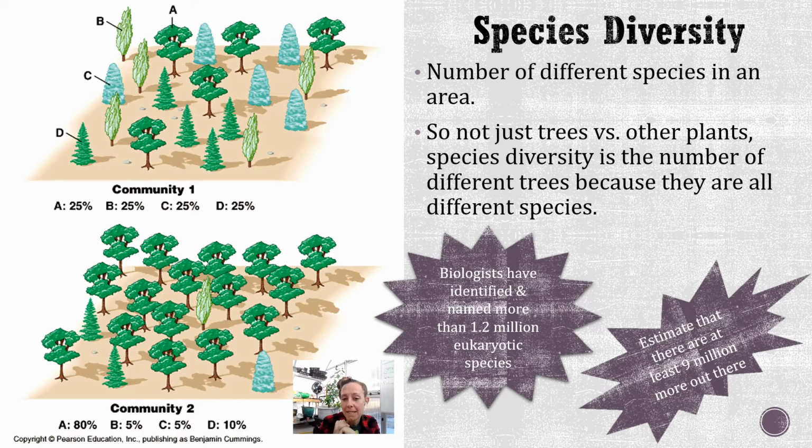The second is species diversity. So species diversity is the number of different species in a given area. So a species, remember, is 2 things that can reproduce and have viable offspring. So offspring that are able to have babies themselves.